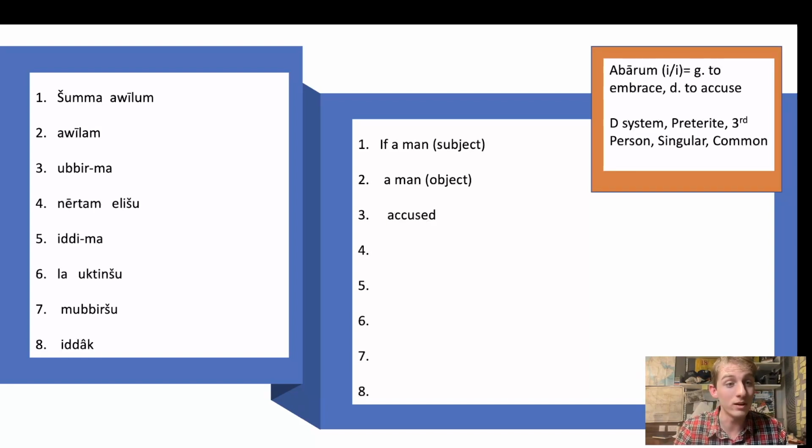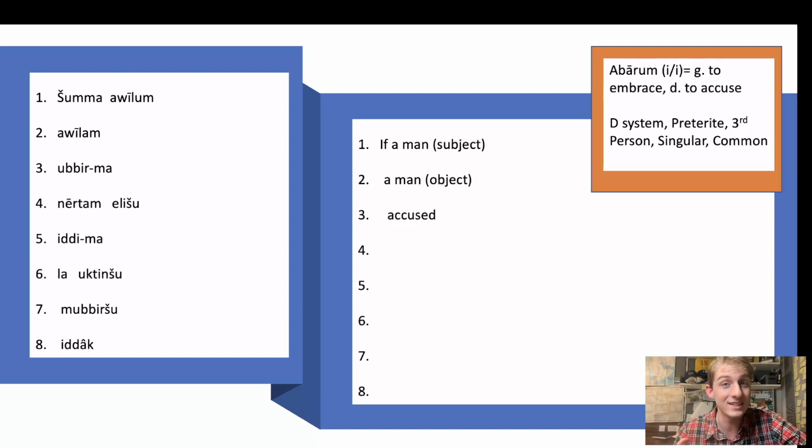Next, we have Ubirma, and Ubir comes from Abarum, which is a first weak verb, and that means that its first root letter is missing, which is why it starts with a vowel. Now, the G system definition of the verb is to embrace, but here we see that the second root letter is doubled and it begins with a U, so that's showing us that it's in the D system preterite third person singular common, which means that we're going to use the D system meaning, which is to accuse.